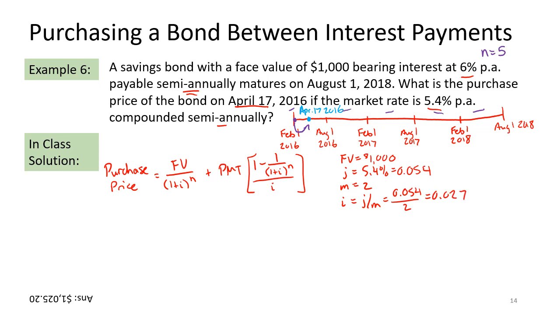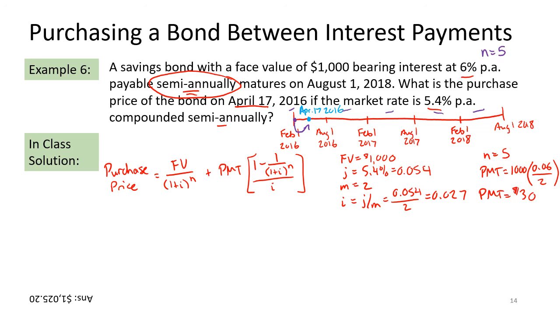Our next item: we know that n is 5, right? Because we're moving 5 payment periods into the past. And the last item we need is our payment. Okay? Let's calculate it the same way. Our face value is $1,000, and it's multiplied by our bond rate, which is 6%, or 0.06, divided by, in this case, 2, because interest is payable semi-annually. So if we calculate that out, our payment comes out to $30.